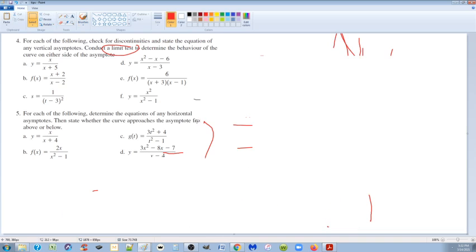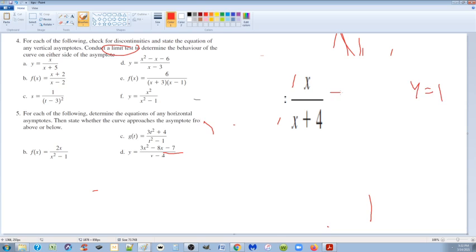For each of the following, determine the equations of any horizontal asymptotes. There's two bits of information that I could also warn you about. Sometimes these graphs cross the asymptote. Looking at this, the powers are the same. The coefficients are that. So I know the horizontal asymptote is equal to 1.